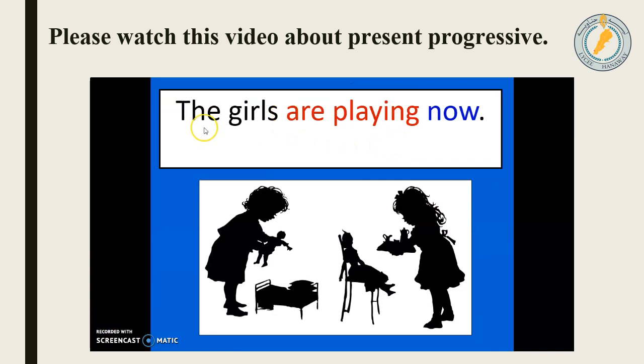Here is another example. The girls are playing now. The clue is now. We use the present continuous verb depending on this clue. Are playing is the present continuous tense. We used are here because we have a plural subject, which is the girls.